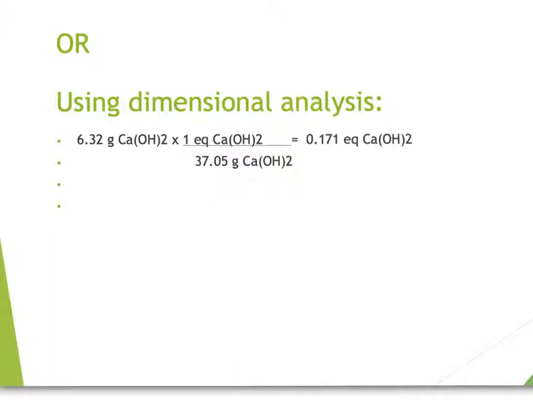Now a second way we could set up that problem was using stoichiometry and canceling out our units. We had our 6.32 grams of calcium hydroxide, and we had 1 equivalent of calcium hydroxide equals 37.05 grams. The grams of calcium hydroxide cancel out, and we get 0.171 equivalents of calcium hydroxide. You may use either approach to solving your problems. Just select the one that is easiest for you.